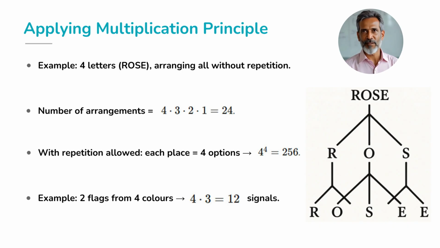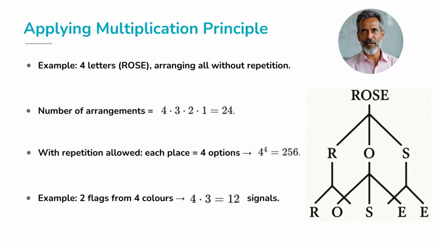Take the word rose. If we want to arrange all 4 letters without repetition, the first spot has 4 choices, the second has 3, the third has 2, and the last has 1. Multiply them, 4 factorial equals 24. But if repetition is allowed, oh boy, each spot can be filled in 4 ways, giving us 4 to the power 4, that is 256 arrangements.